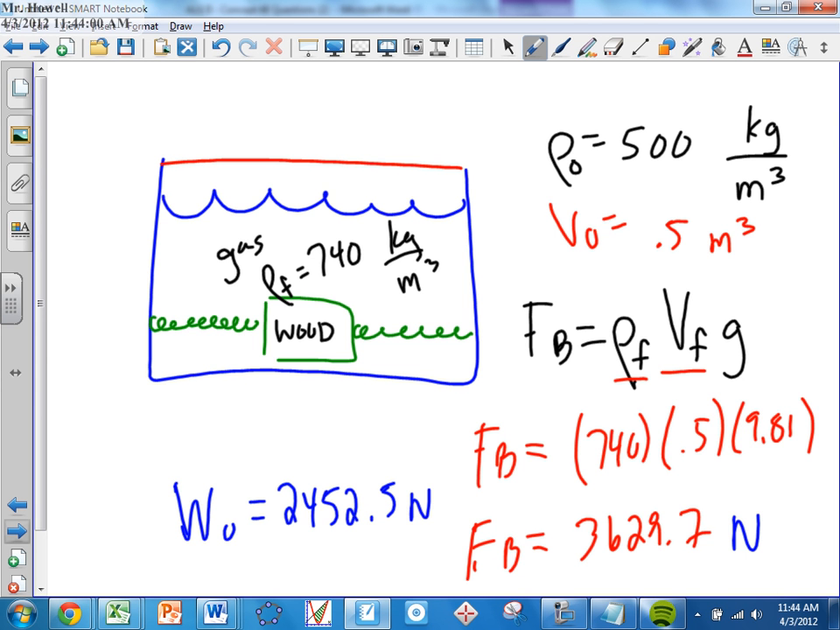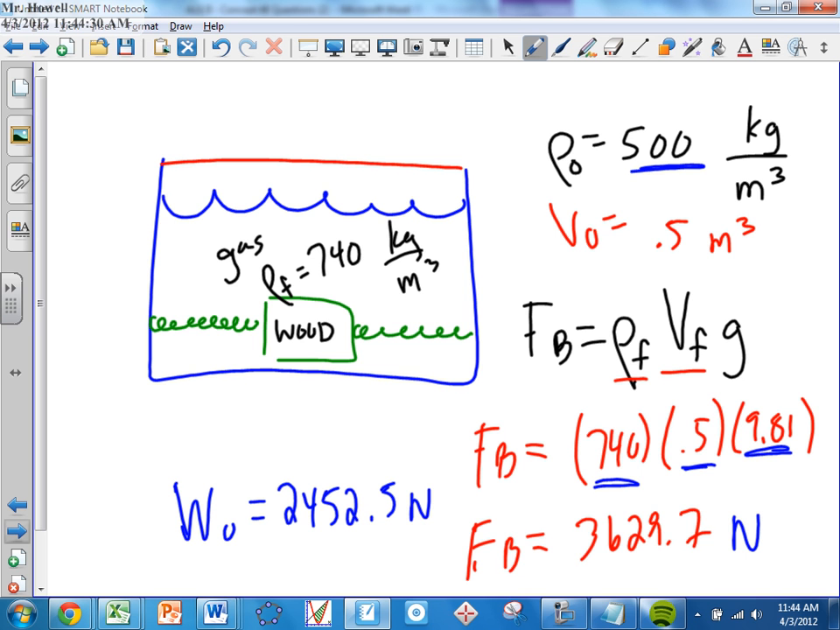If you go back to the last example, how did we get the weight of the object? We did the density of the object times the volume of the object times the gravitational constant. So I asked Elizabeth to make this a 500 so that I can use the density of the object. The volume and the gravitational constant are the same. So this is the weight of the object, this is the buoyant force. Since the buoyant force, when it's being held down, is more than the weight, once it's released, it will rise to the surface.